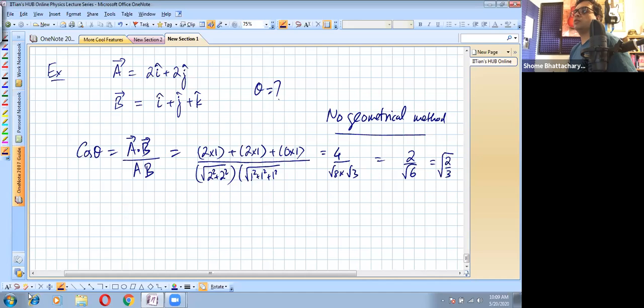Oh, sorry, square root of 2 by 3. So since this is not a known value like that, we just say that cos theta is equal to root 2 by 3, or theta we will say is cos inverse of that value, root 2 by 3.